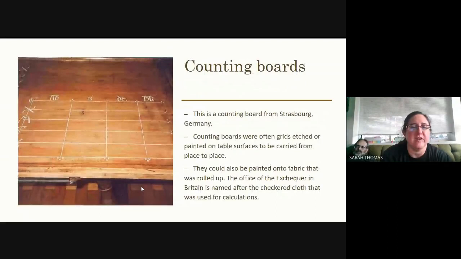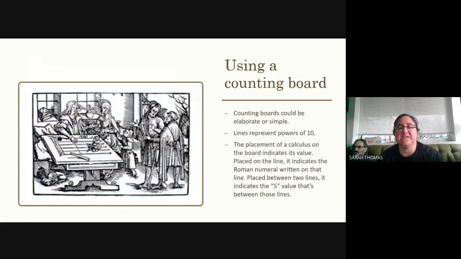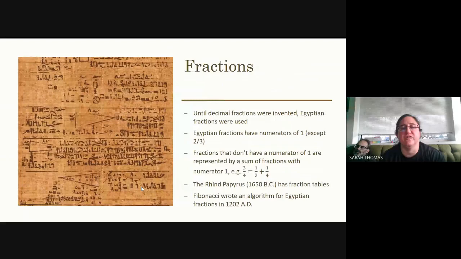If you put it on the line that's marked with a Roman numeral, that indicates it's one of those. So if you put it on the line that says X, you're indicating that the calculus represents 10. If you put it between two lines, it's the five value between those two lines. So if you put it between the X line and the C line, you're indicating that it means 50. That's the five value between 10 and 100. And you can use it to do addition, subtraction, multiplication, and division.